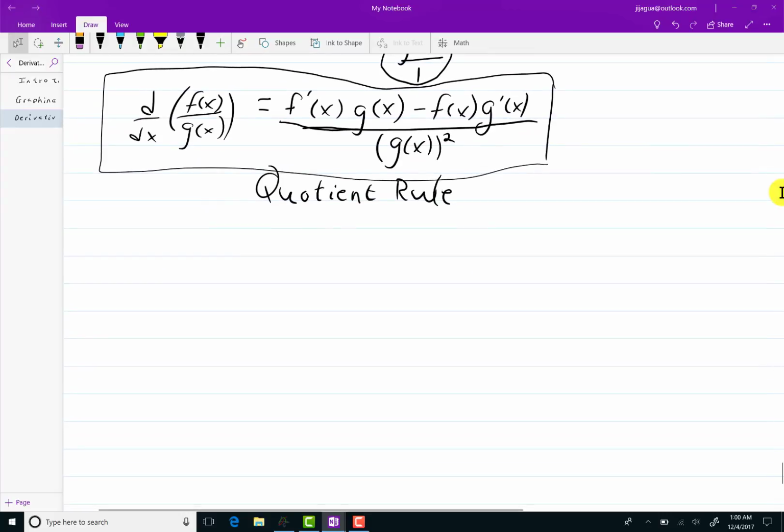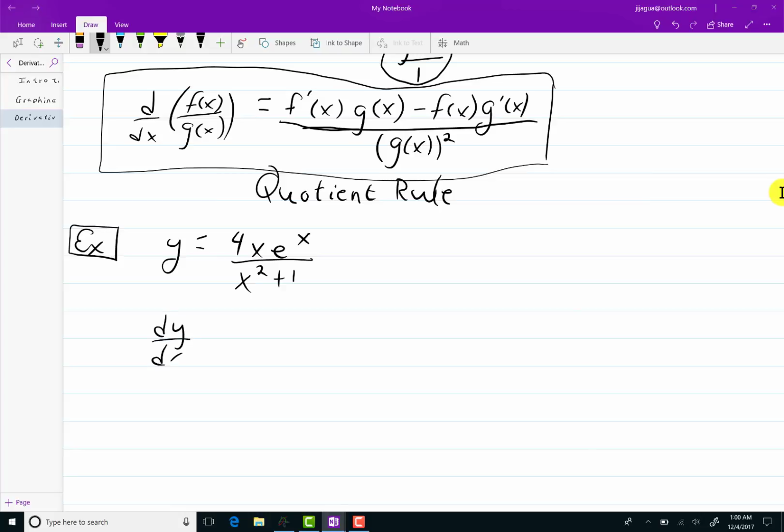Let me do some examples with this one. Let y equal 4x e to the x all over x squared plus 1. So then dy over dx, remember the Leibniz notation, this is the same notation as f prime of x. I just happen to be using a y.